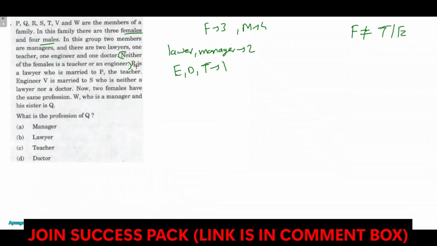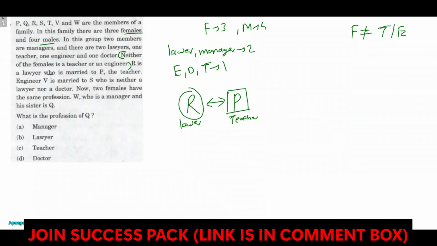Right? Now let's start. R is the lawyer who is married to P. Now see, in this we don't know who is male and who is female. R is lawyer, so 1 lawyer is gone. There will be only 2 lawyers among 7, 1 lawyer gone because R is lawyer, and P is the teacher. So 1 teacher is completed. Now here it is given that female is not teacher, means P is male. For male we will always use a square, and for female we will always use a circle. For married relation we use this double-sided arrow.